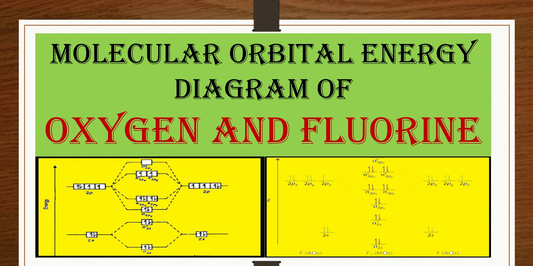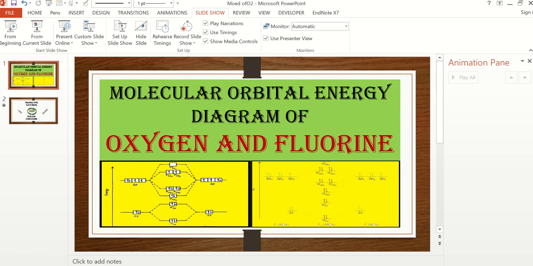Today we are going to see about molecular orbital theory or molecular orbital energy diagram of oxygen and fluorine. In our last video we have seen about molecular orbital theory and also molecular orbital diagram of nitrogen. So today we will be seeing about oxygen and fluorine. We'll just go to whiteboard and then see what it is.